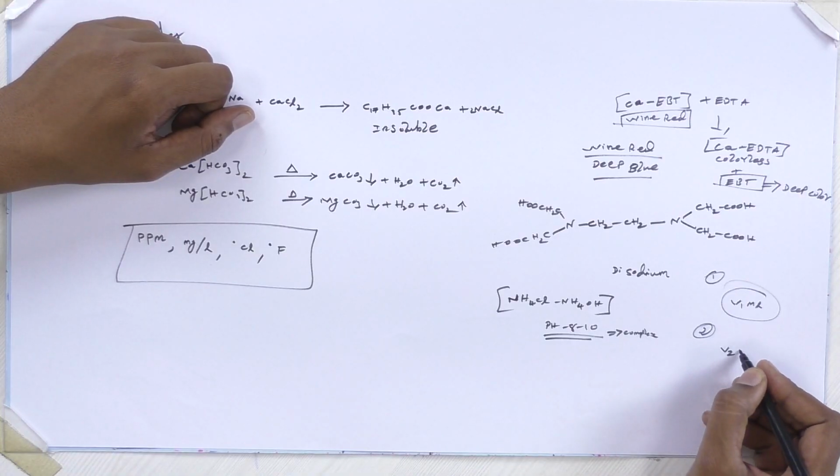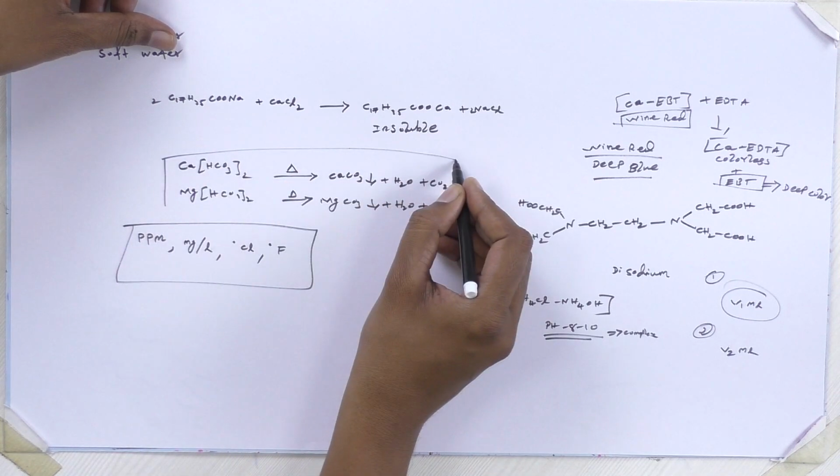This will be titrated against standardized EDTA. In the first titration, it was normal EDTA, not standardized. Now it is standardized. So the solution is titrated against standardized EDTA. At a certain point, the solution color changes from wine red to deep blue color. So note the reading, that is V2 ml.